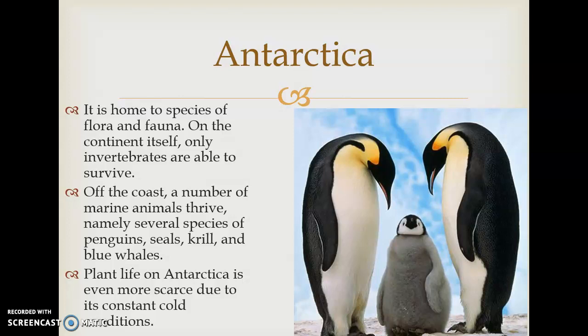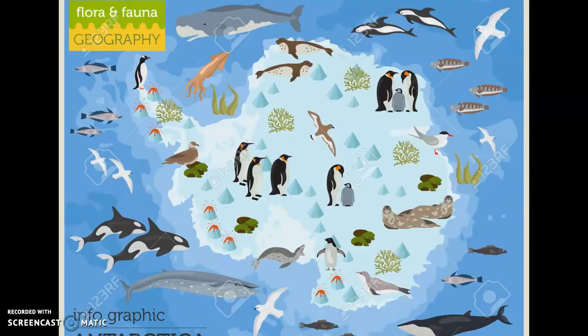Plant life on Antarctica is even more scarce due to its constant cold conditions. Here's a picture of some of the different types of flora and fauna that you can find in Antarctica. As you can see, penguins, whales, different marine life, but not much vegetation at all. If you can see here, just little bushy vegetation. No trees, no forests. It's just too cold.